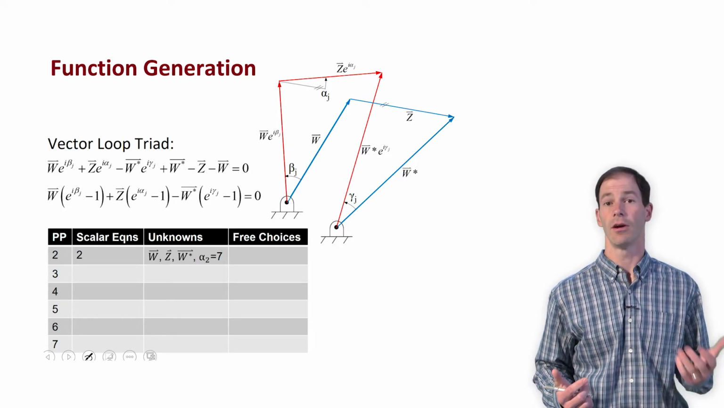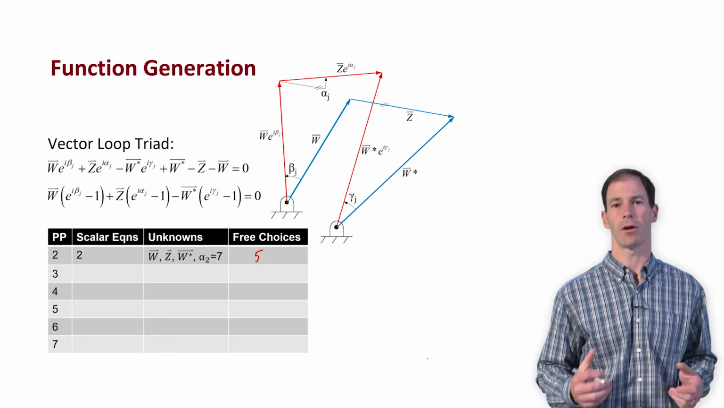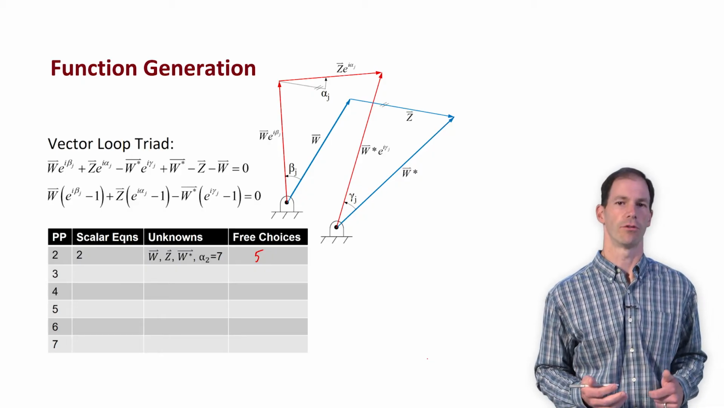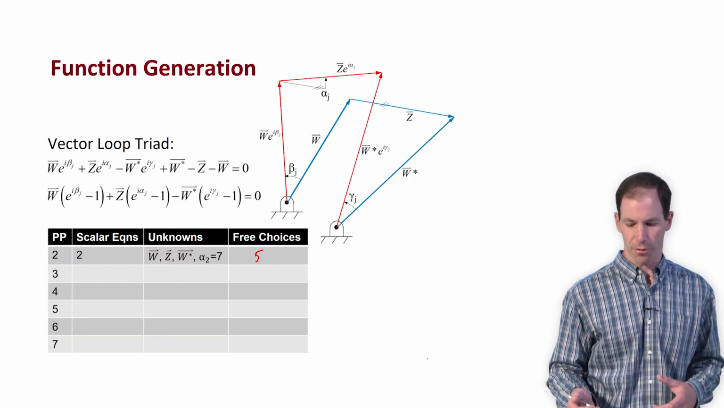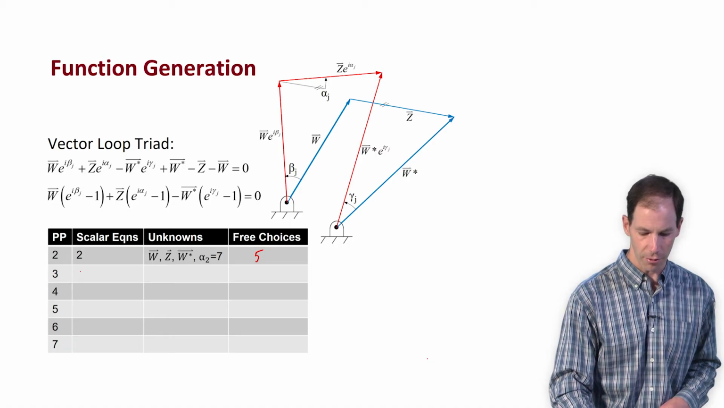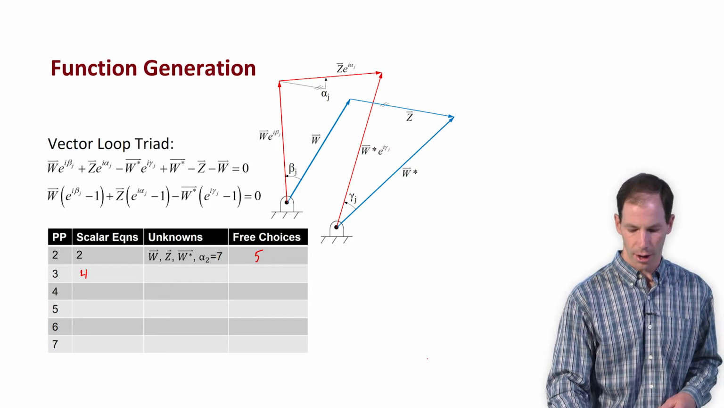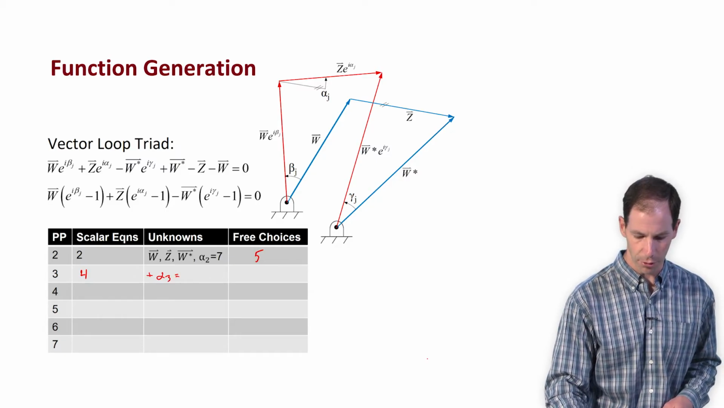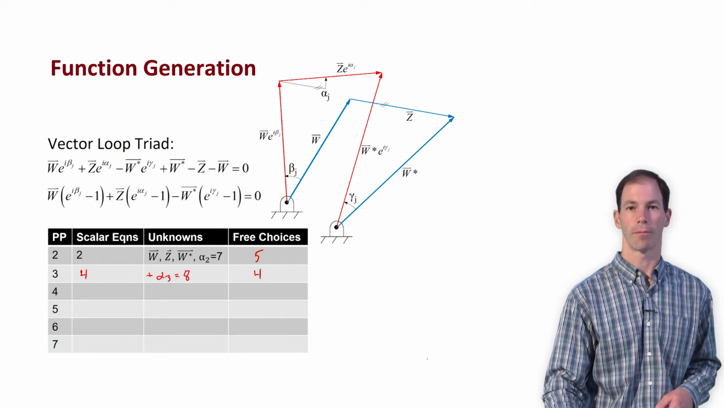So I've got a total of 7 unknowns. So 7 unknowns, 2 equations. I have to make a total of 5 free choices, a huge number of free choices. Very rarely will you see a function generator being synthesized through 2 precision positions. It's just not all that useful. How about when I go to 3 precision positions? I add one more triad vector loop equation, which gives me the equivalent of 2 extra scalar equations. So I have 4 scalars. I have all those same unknowns, plus I add alpha 3, which gives me then a total of 8 unknowns. So I then end up with 4 free choices.